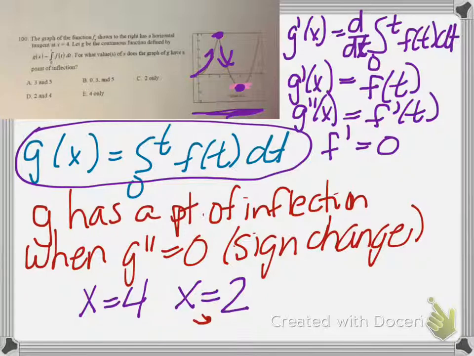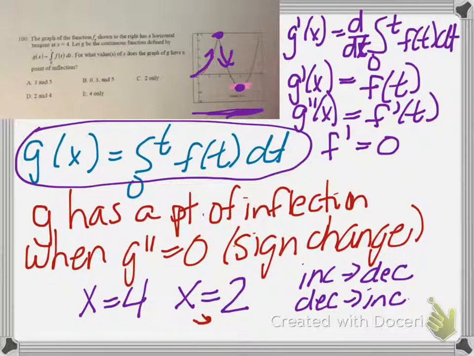Okay, so remember, when you have a function that goes from increase to decrease, or decrease to increase, there has to be a max or a min there. So we're not talking about taking the derivative again or anything like that. We're just looking for a max or a min. So that would be the answer for those.